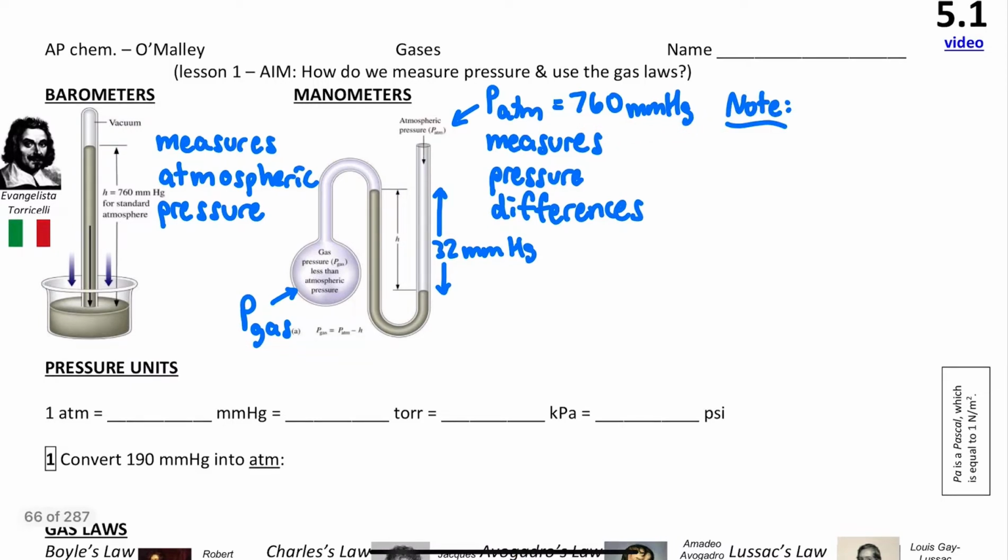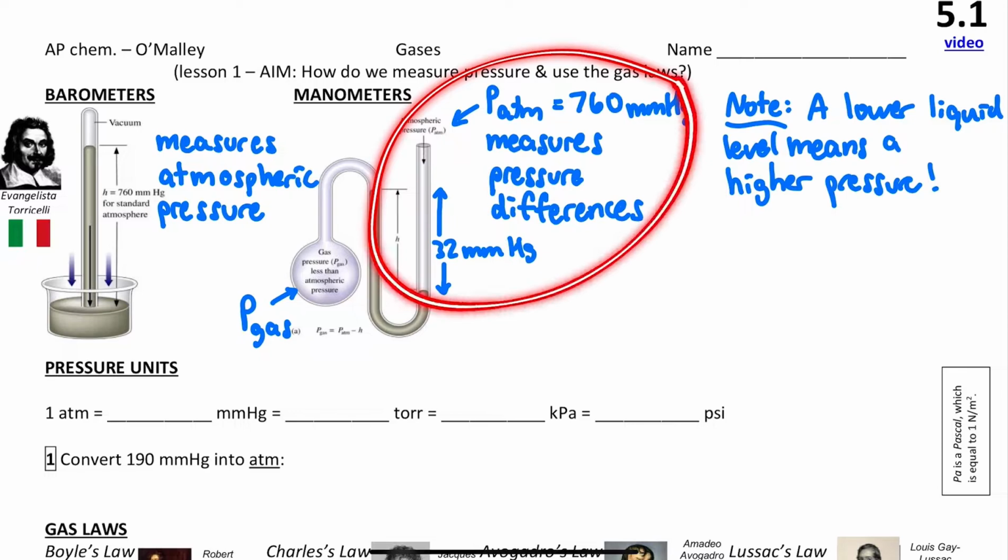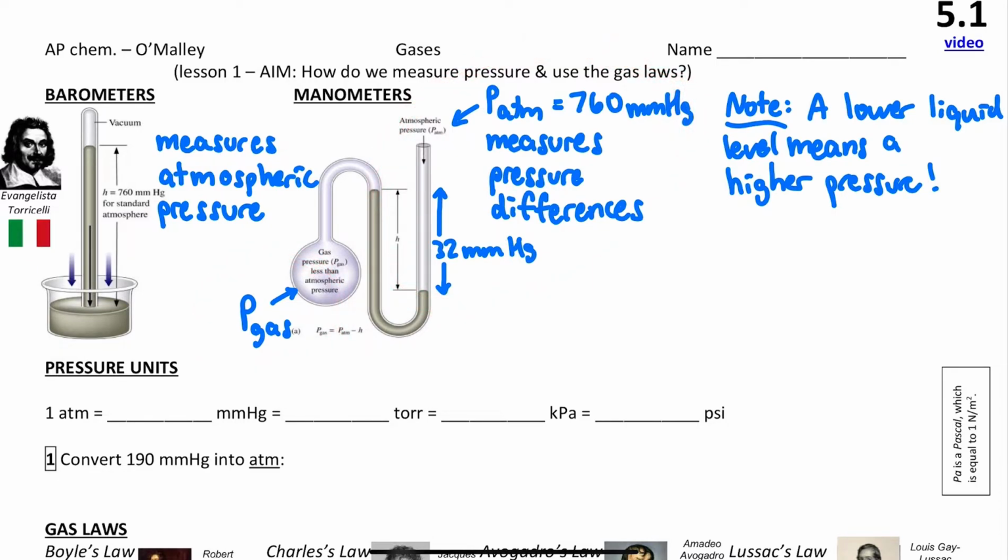Well, make a note. It's important to realize how to read this device. Whoever has the lower liquid level, in this case the atmosphere, has a higher pressure. That's because the gas is actually pushing down on that side more than the other side. They're both being held to the surface of the earth by gravity, but whoever has the higher pressure will push down on that fluid level more. So the atmospheric pressure is higher than the gas pressure. By how much? This much, 32 millimeters higher.